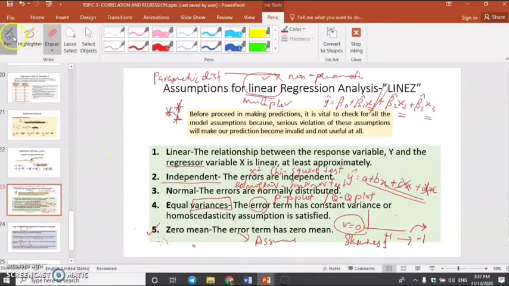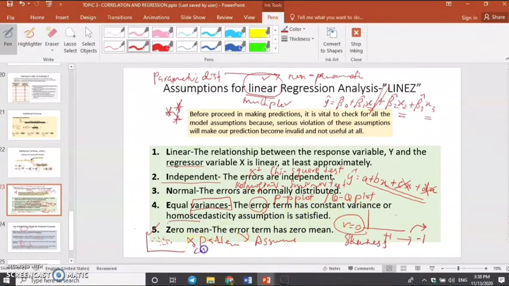Sekejap. So, for equality of variances, betul. Saya cakap pasal mesti tak ada pattern. Macam mana you nak observe adakah ada equal variances ataupun tak. Equal tu maksudnya homoscedasticity. So ini boleh cakap pasal homoscedasticity assumption ataupun equal variances punya assumption. So bila dia tak ada pattern, yang bermaksud equal variances ataupun the error term has a constant variance.